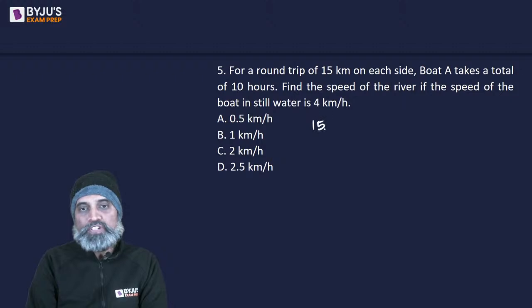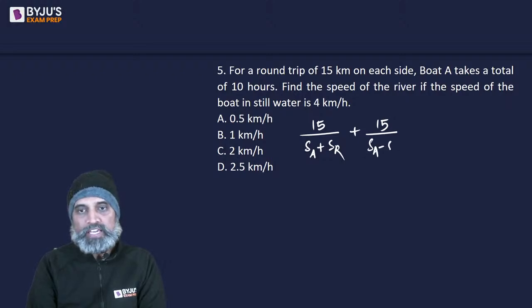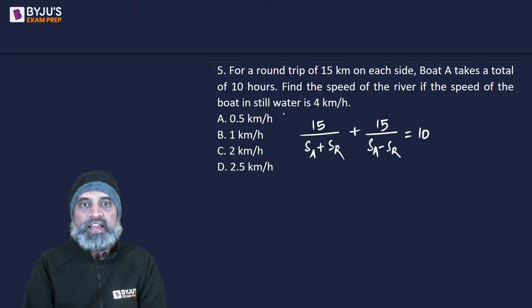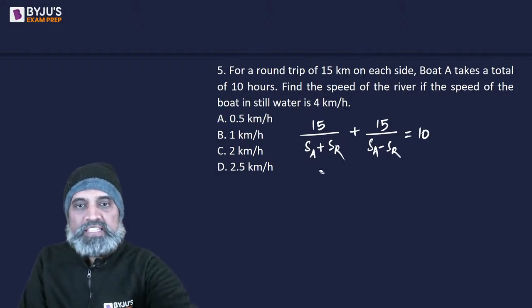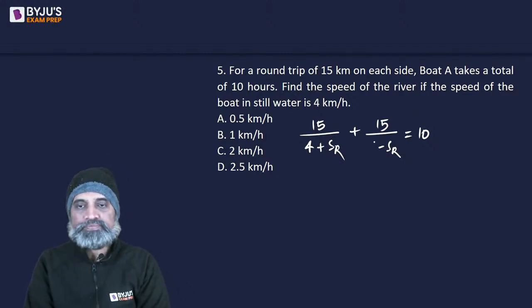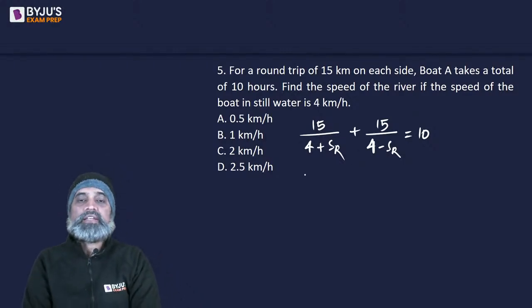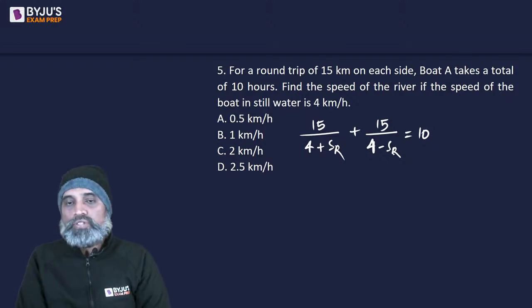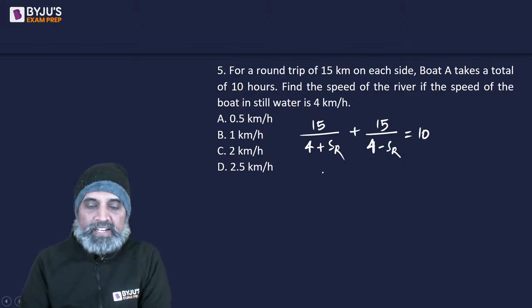So he moves 15 kilometers, let's say downstream, which will be the speed of boat A plus speed of the river, and then another 15 kilometer upstream, which will be 15 divided by speed of boat A minus speed of river, and this is given as 10 hours. And speed of the boat in the still water is given as 4 kilometers per hour. So let's change that to 4, right? So 3 and 5, 8.